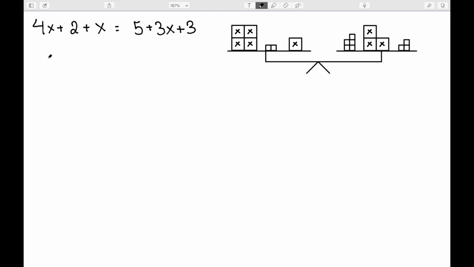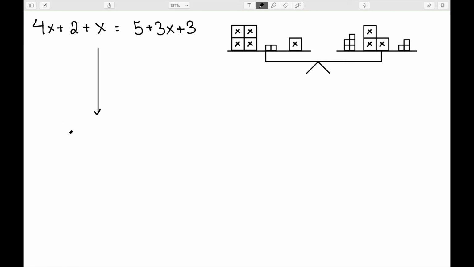Here I have the equation 4x plus 2 plus x equal to 5 plus 3x plus 3. On my pan balance, I have 4 x's, 2 1s, and an x on the left-hand side. The right-hand side has 5 1s, 3 x's, and 3 1s. The first step in the equation might be to combine like terms, to change it to something equivalent.